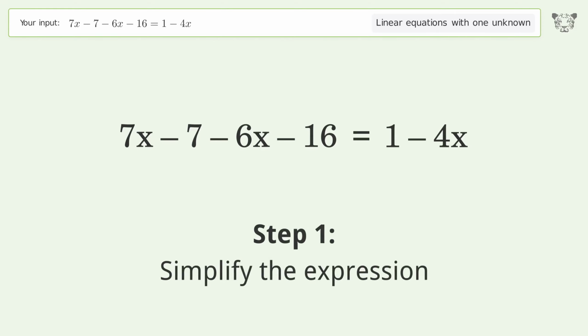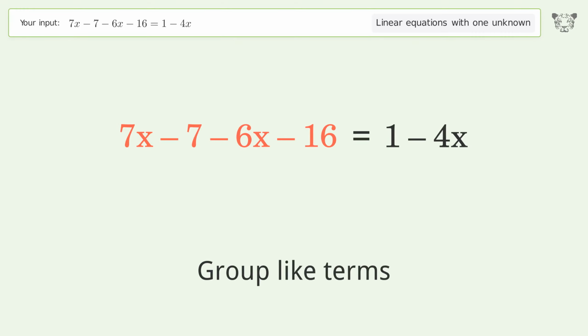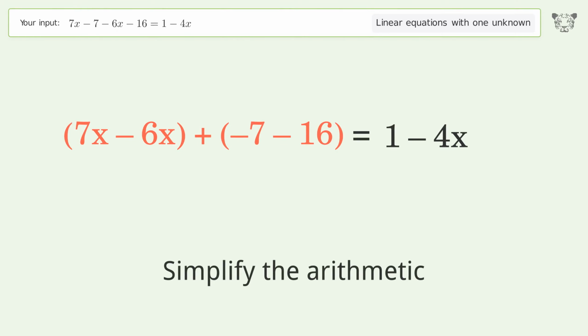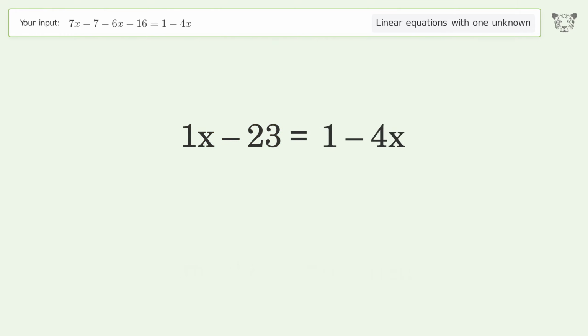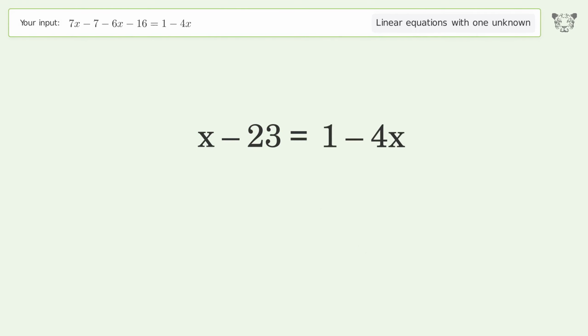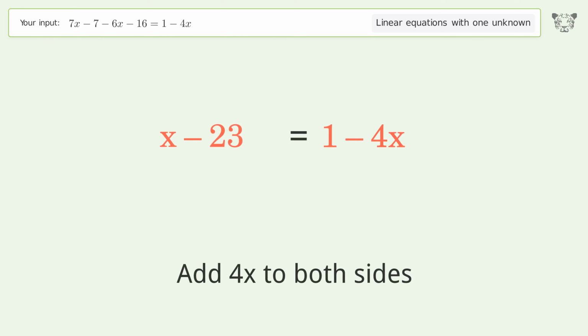Simplify the expression. Group like terms. Simplify the arithmetic. Combine like terms. Group all x terms on the left side of the equation. Add 4x to both sides.